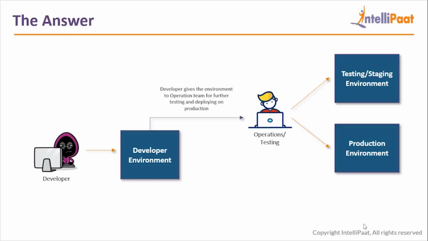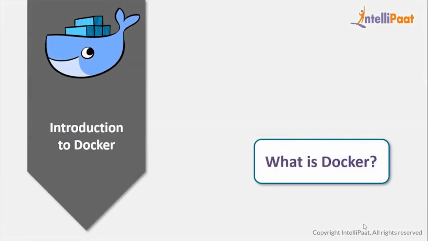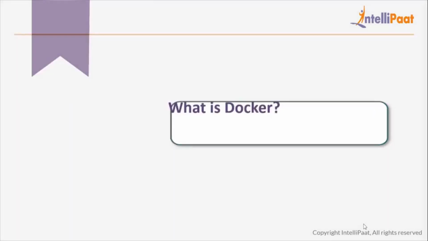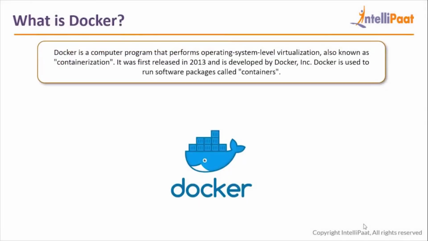So the answer was that all the environments, the developer environment, the staging or testing environment, the production environment, all of these environments are now going to be the same, right? And this was possible using Docker. So what is Docker? Docker is basically a software which helps us create this wrapper around the files of a code, the operating system, and the libraries that we mentioned that are required for a particular code to work, right?